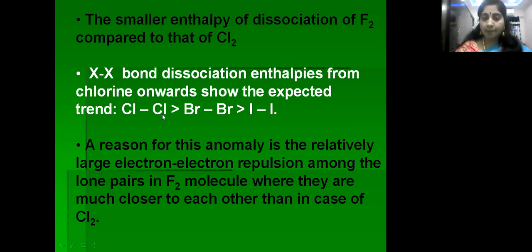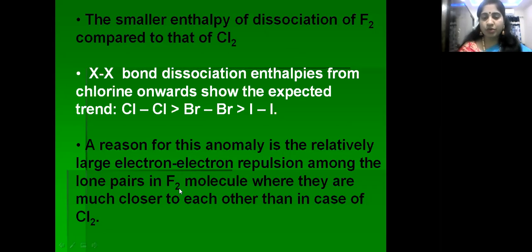As the bond length increases, bond dissociation enthalpy decreases. That's why Cl bond dissociation enthalpy is greater than Br, which is greater than iodine bond dissociation enthalpy, right children? So what is the reason that fluorine has a small enthalpy of dissociation when compared with chlorine? Because of electron repulsion. The reason for this anomaly is the relatively large electron repulsion among lone pairs in the fluorine molecule, where they are much closer to each other than in the case of chlorine.